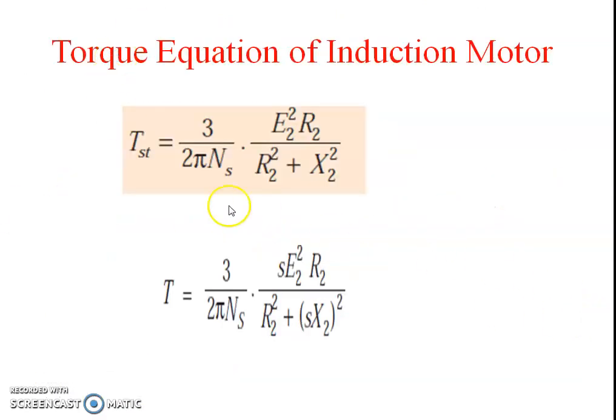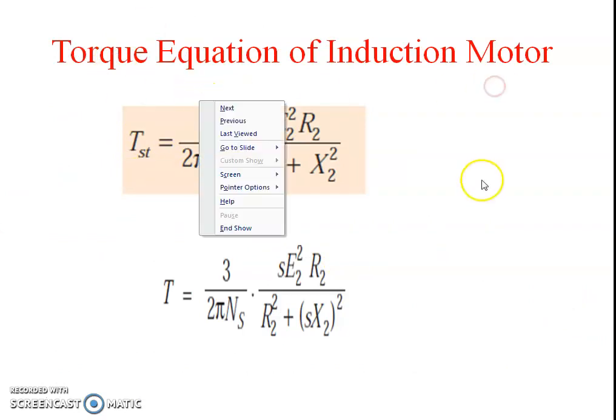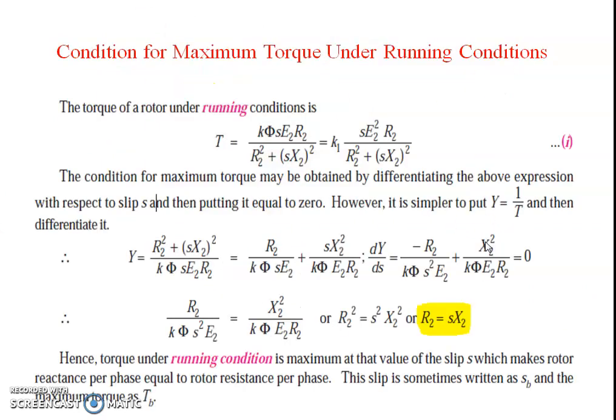The condition for maximum torque is R2 equals S into X2. That means when the rotor resistance equals slip into rotor reactance, then I will get maximum torque. They have given the condition, as we know the conditions.